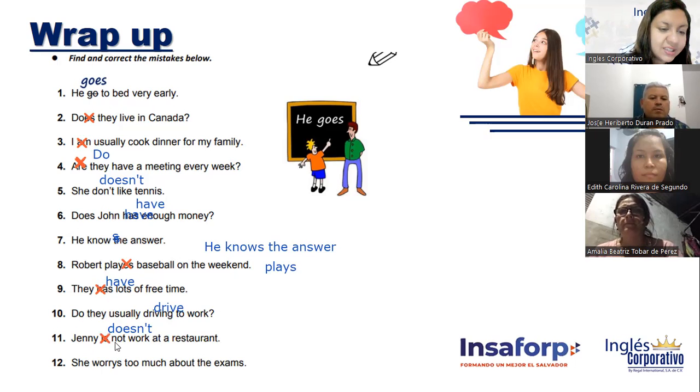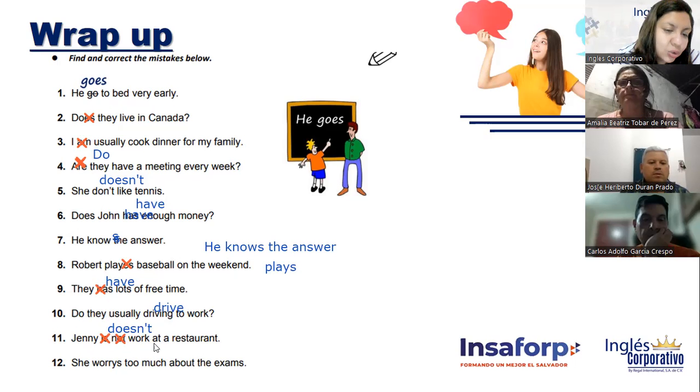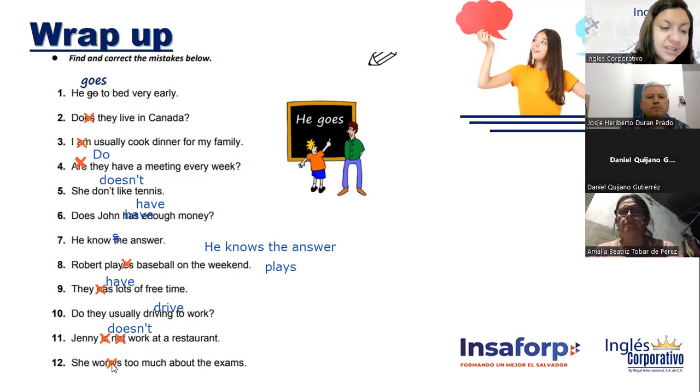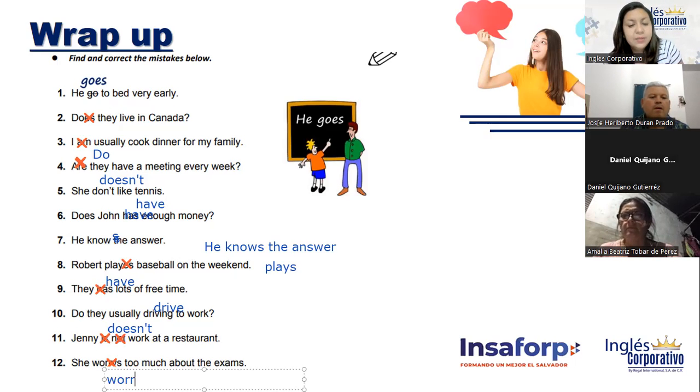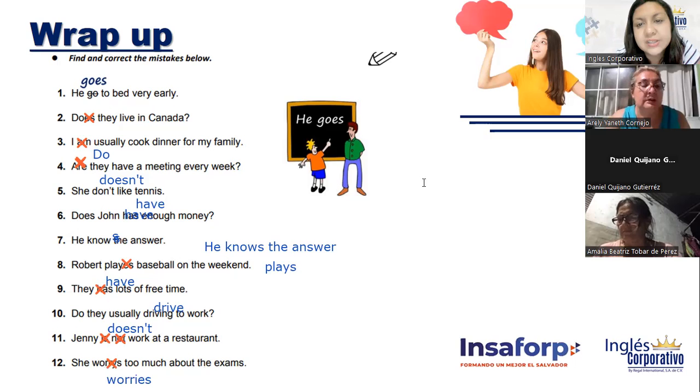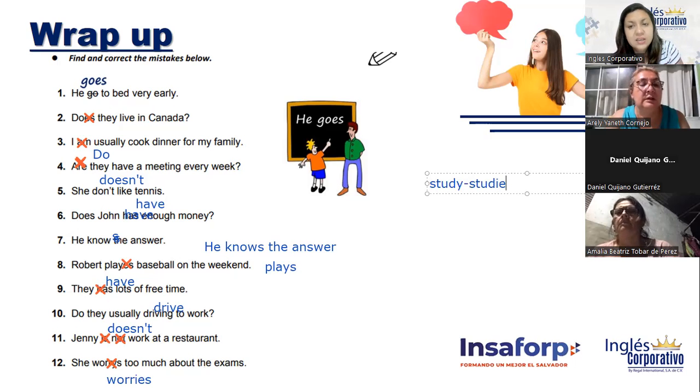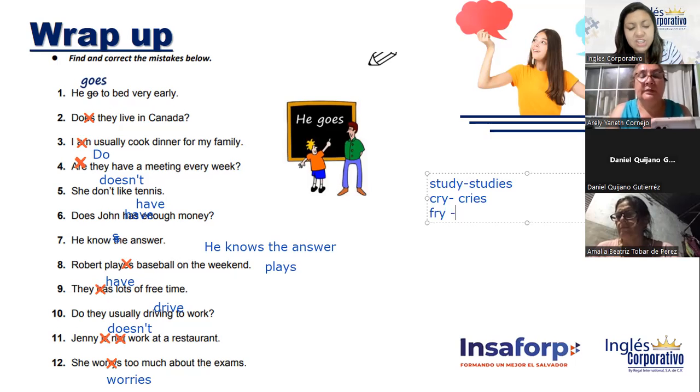Bueno, podría llevar el does not work. Okay. "She worries too much about the exam." El error está, miren, en worries, porque cuando hay verbos que terminan en Y, le quitamos la Y y le ponemos IE. She worries too much about exams. For another example is studies, fry the chicken. She fries the chicken. We change to IES. Carry, cargar, carry. Okay.